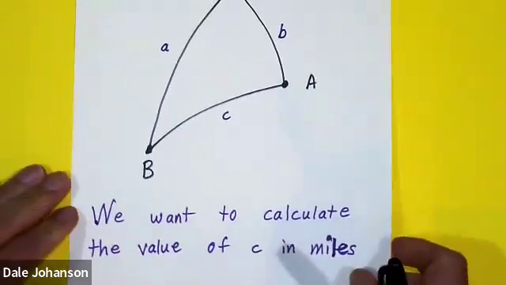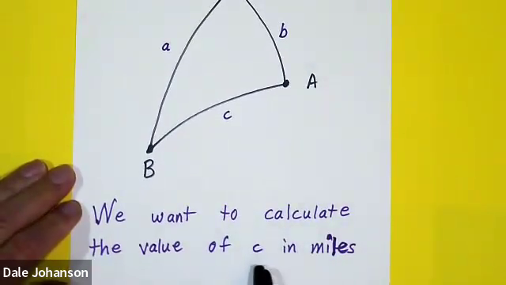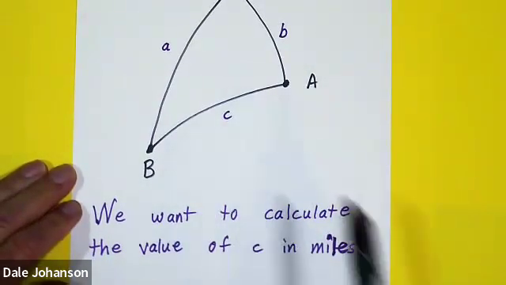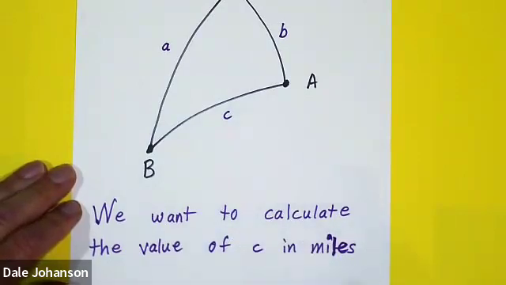What we are looking for here is this. We want to calculate the value of C. We want to find this in miles. Now we're going to find it first in degrees, but then we're going to find it in miles using another formula.